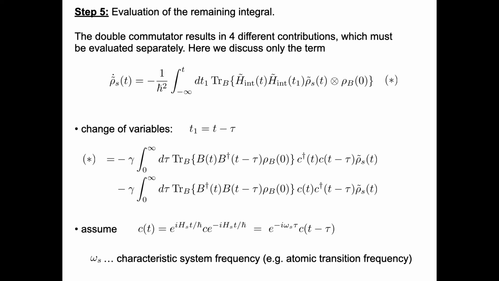So remember that this operator we have, C of t, is e to the i system Hamiltonian t, C, e to the minus i system Hamiltonian t. So this is a time evolving operator, and in principle it can also be a complicated object.